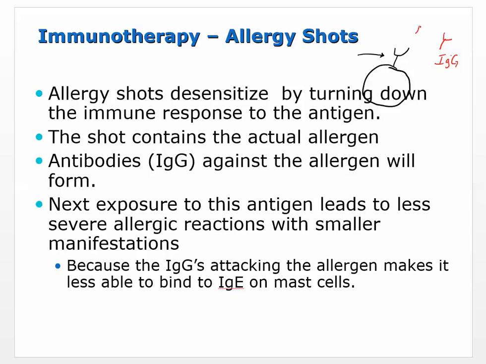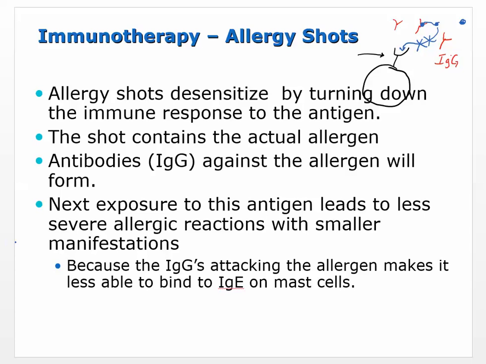If you turn up the IgG levels, which is what we see with people who don't have allergies, they have more IgG, less IgE, and so you kind of return it to that level. So then when the allergen comes in and it wants to bind to the IgE, the IgG might intercept it, and then you don't have the binding, and so you don't have the allergic response.